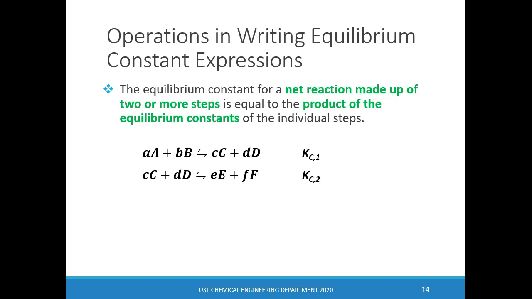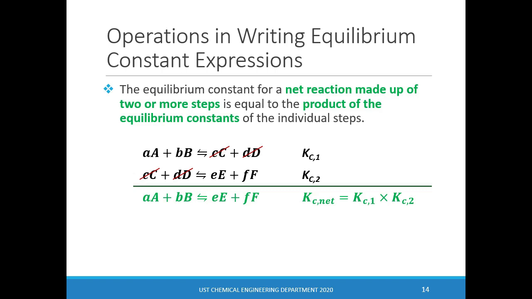Their net reaction is obtained by adding the two equations. Note that substances that appear on both sides of the equation are cancelled. This gives us a net reaction of A plus B yielding E and F. The equilibrium constant of this reaction is obtained by getting the product of Kc1 and Kc2.